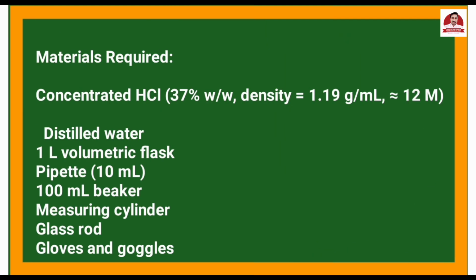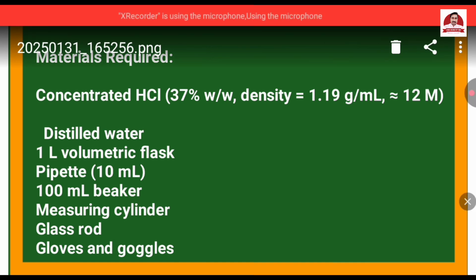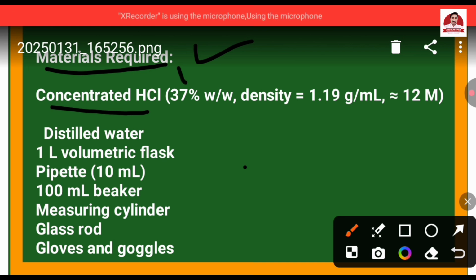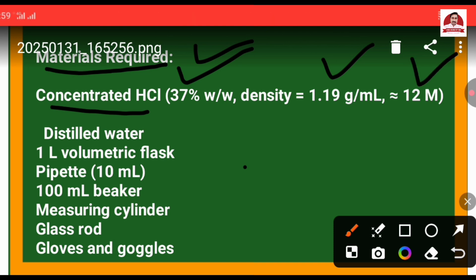Next is the material required for the preparation of hydrochloric acid. As we know, the hydrochloric acid is 37% pure. Its density is 1.19 gram per milliliter and its molarity is 12.